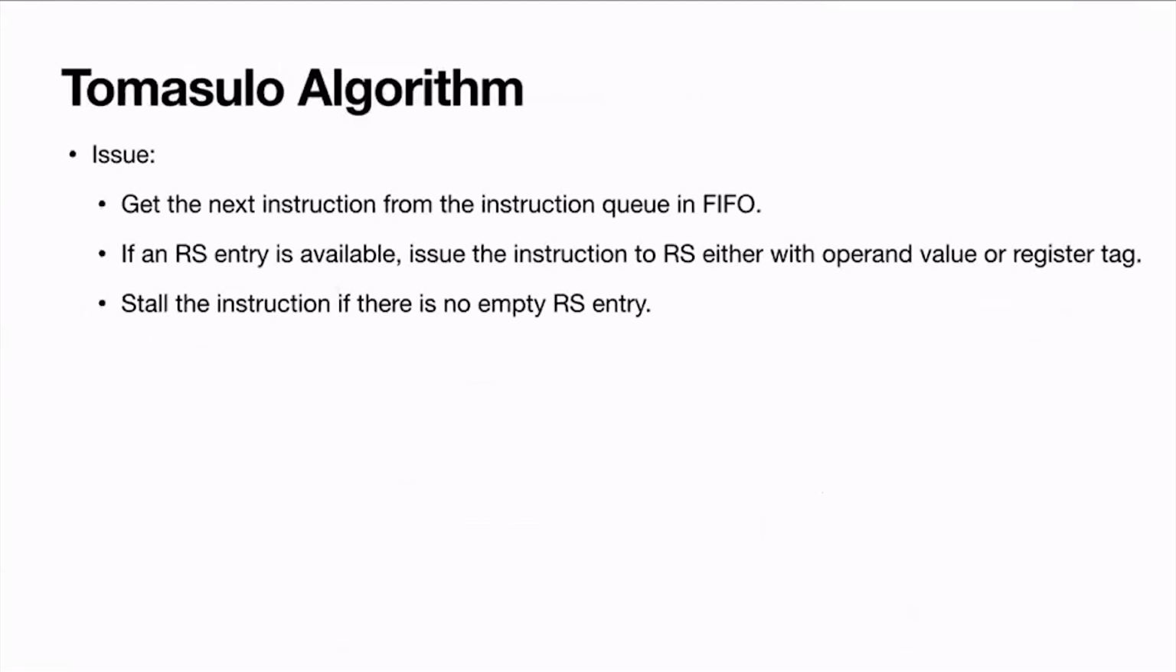So in summary, the Tomasulo algorithm consists of three things. One is issue. The next instruction will be taken from the instruction queue in FIFO order, and if there is an entry available in the reservation station, then we'll issue this instruction to the reservation station. When issuing, we'll also check whether operands are available or not. If operands are available, we'll forward the data as it is. If not, then we'll forward the corresponding tag from where the data is going to be available, whether it is the tag of the register or the entry of a reservation station or whatever.